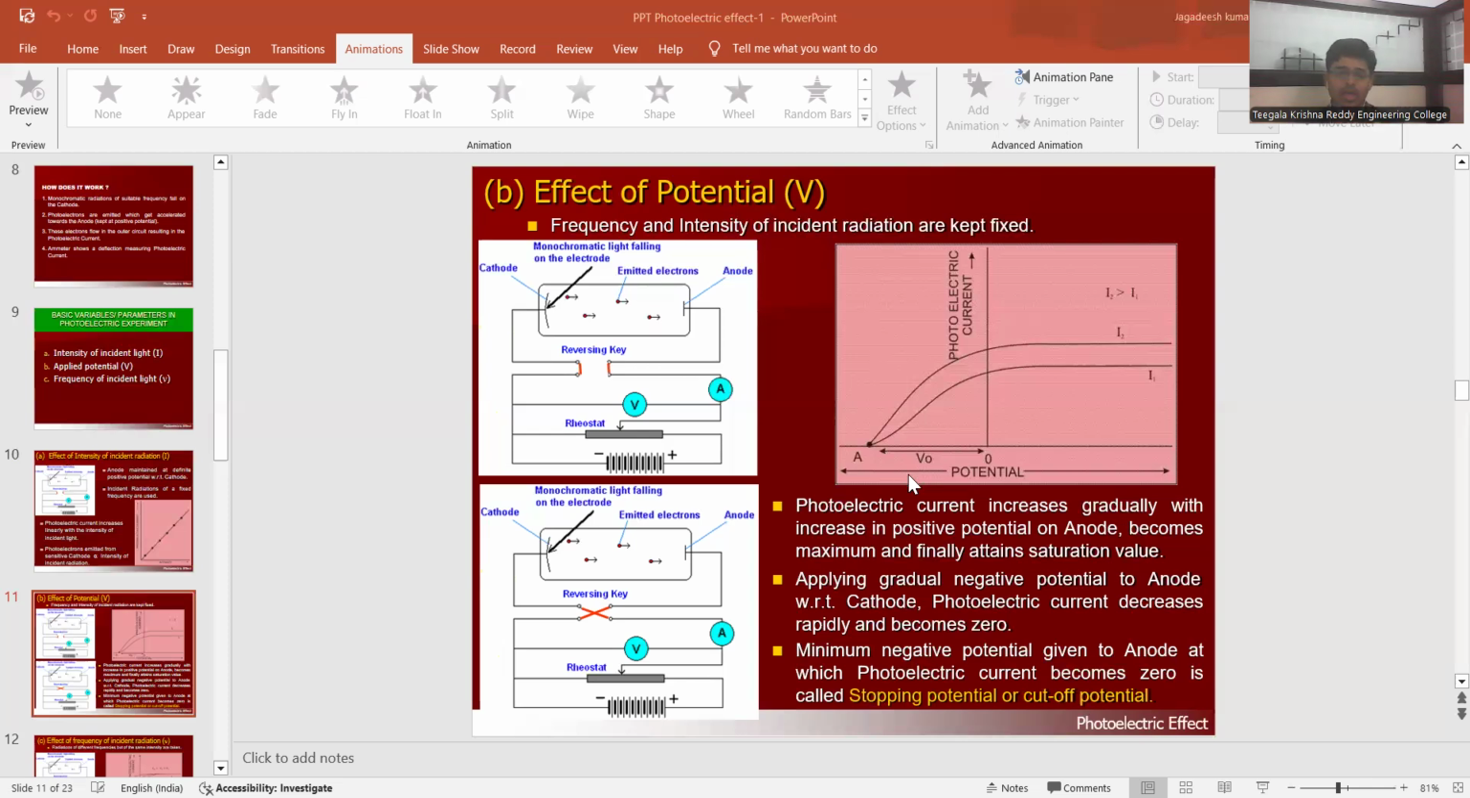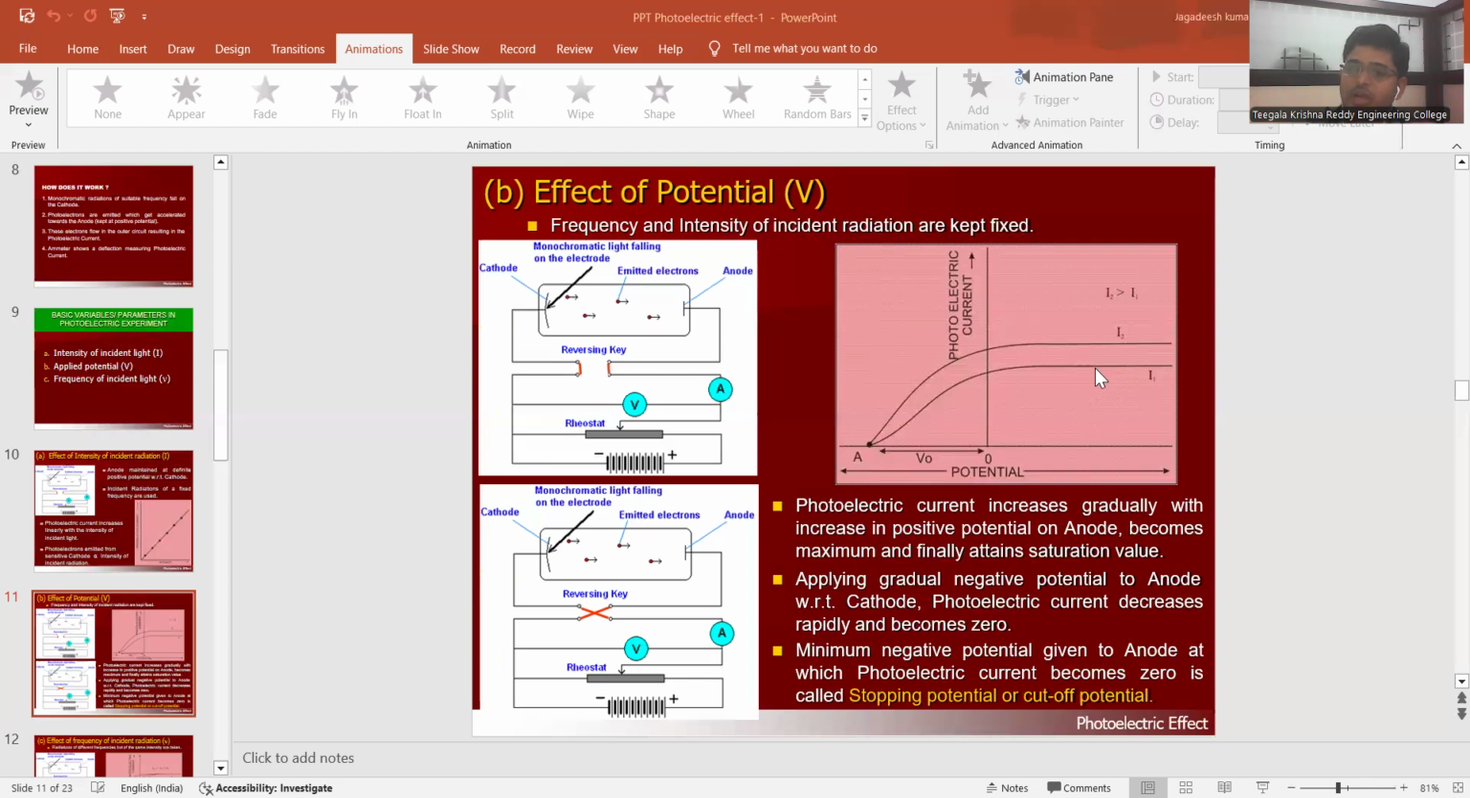What is the cut-off potential? When light falls on the metal and the positive potential of plate B increases, the current also increases. At a particular potential the current is maximum. Whatever potential difference we apply, the current does not increase further. That maximum current is called the saturation current.